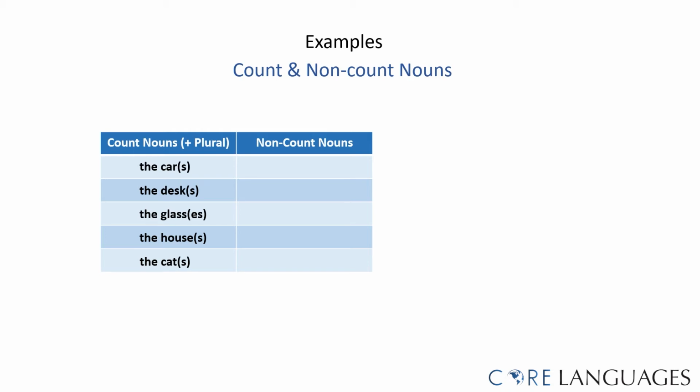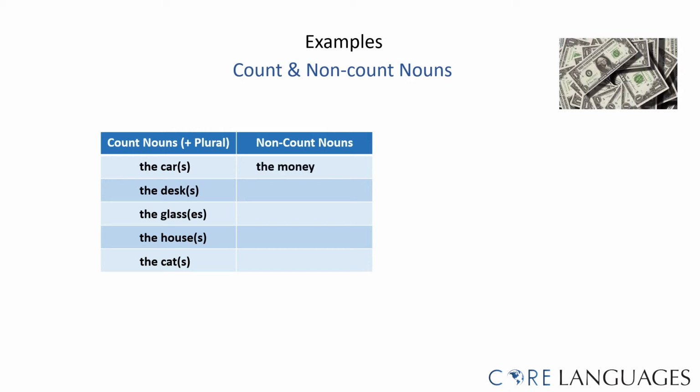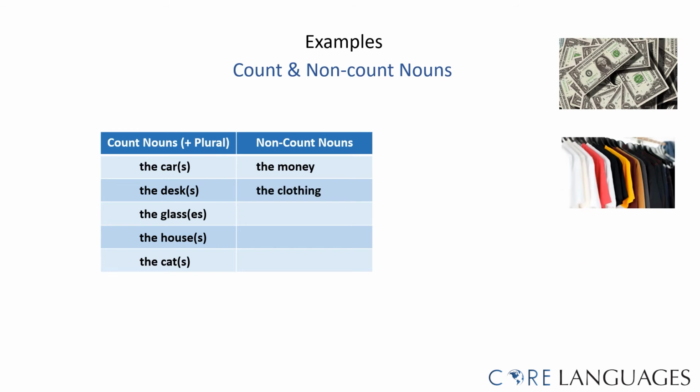Here are uncountable nouns and examples of how we can quantify them or count them. For example, the money. We cannot say I have 2 monies, but we could say amount of money or amounts of money. The clothing. We could say article or articles of clothing. I have 2 articles of clothing.